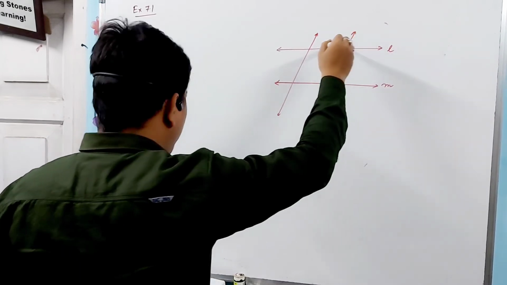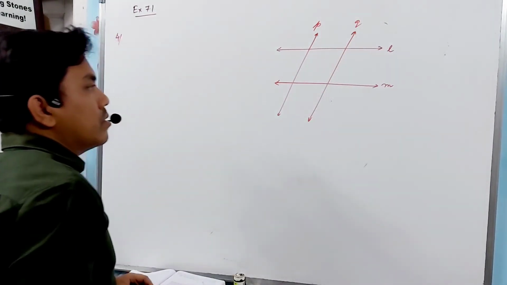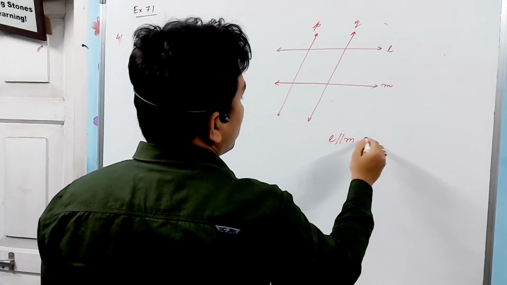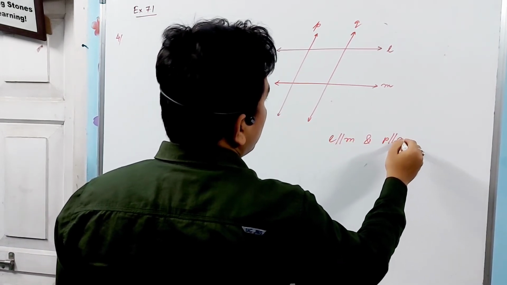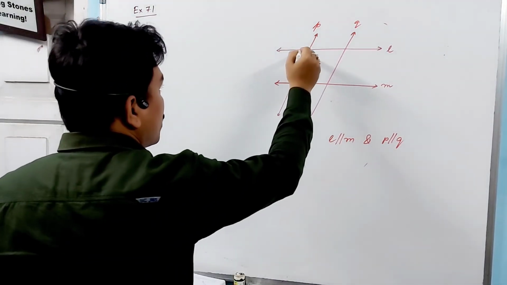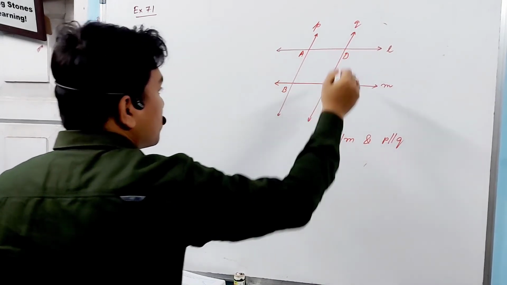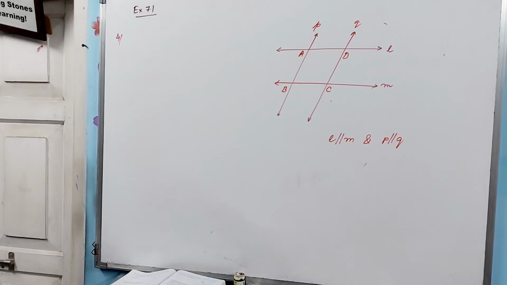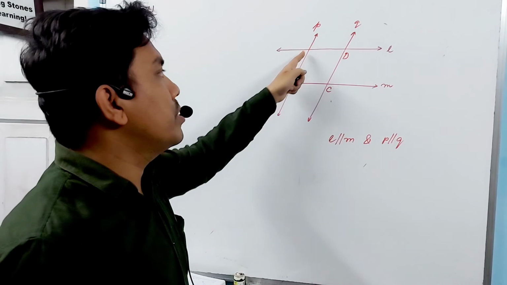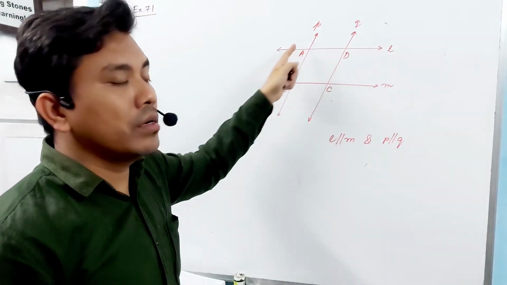Times. Can you see? It is given as P and Q. They are also parallel. So it is given that L is parallel to M and P is parallel to Q. And they are intersecting each other at A, B, C and D. Then tell me, ABCD will be a parallelogram. Isn't it? ABCD will be a parallelogram.